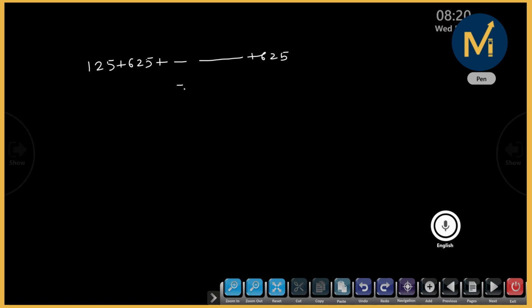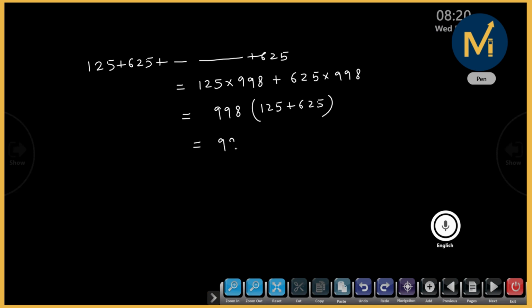So I can say that this 125 appears how many times? 998 times, plus 625 also 998 times. So this becomes, take 998 common, 125 plus 625, which is 998 into 750, right?